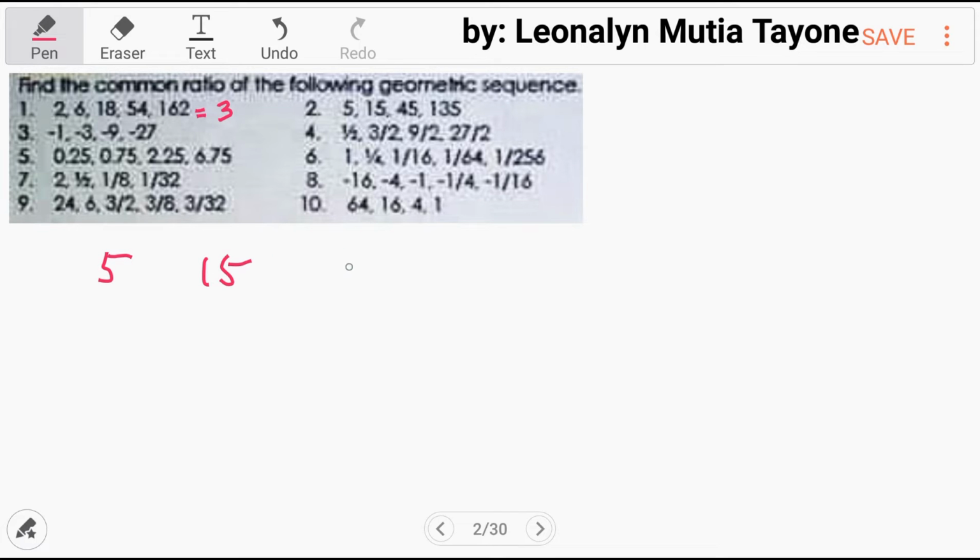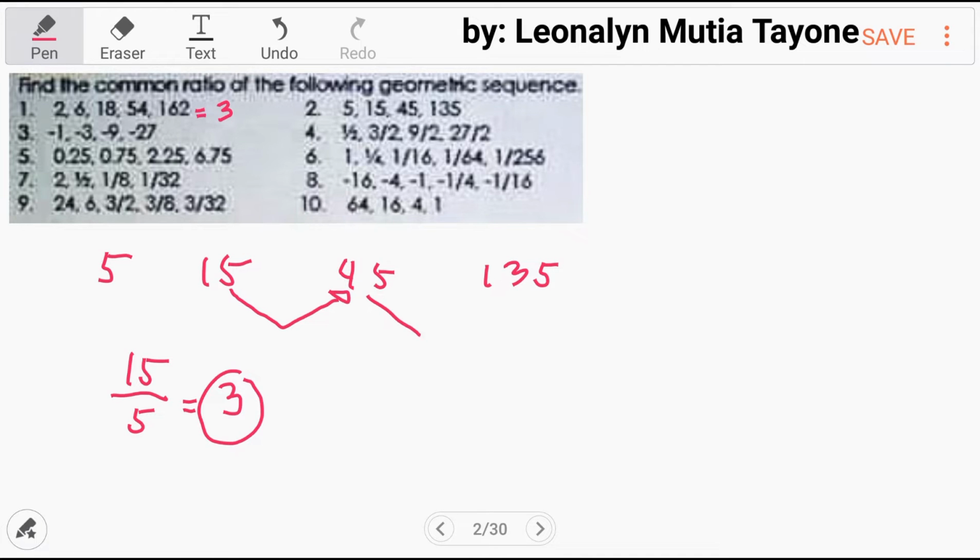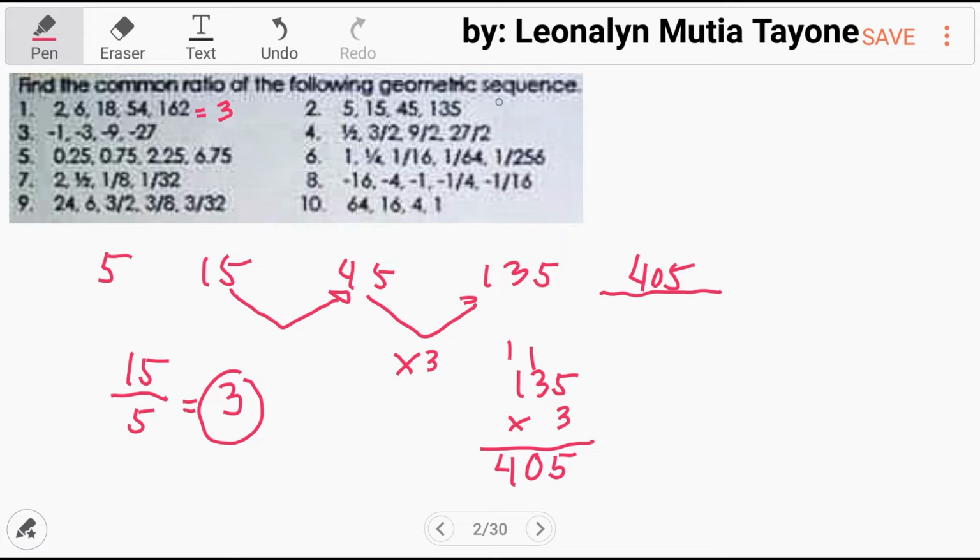Next, dito tayo sa number 2. 5, 15, 45, 135. Ang common ratio, 15 divided by 5, and that is 3. Therefore, itong 3, yan yung pang-multiply natin sa 15 para maging 45. 45 times 3 equals 135. Therefore, para ma-identify natin yung next term, si 135, ay i-multiply lang natin ng 3. So, this is 15 carry 1, 9, 10 carry 1, 405 ang next term. So, ang common ratio dito ay 3.